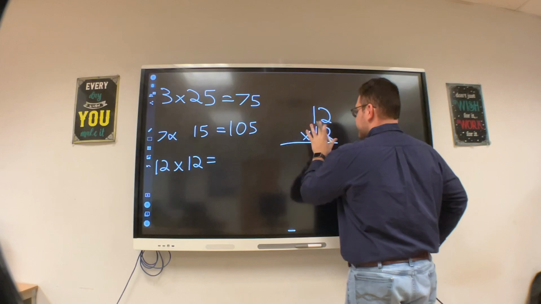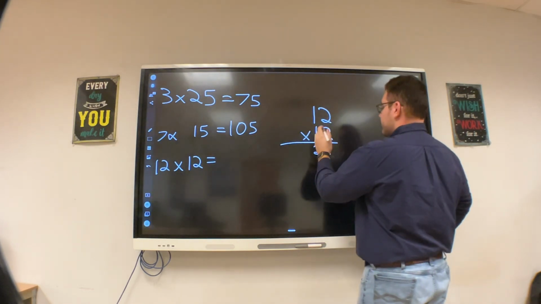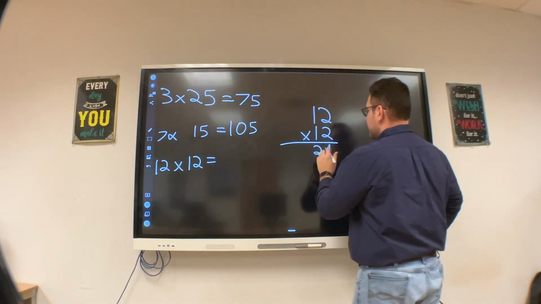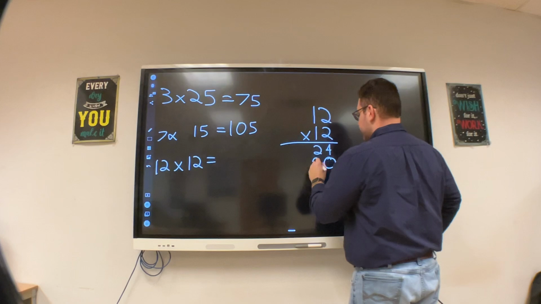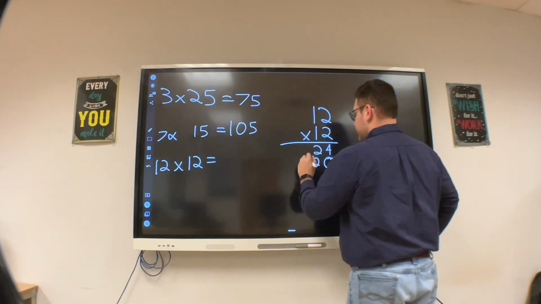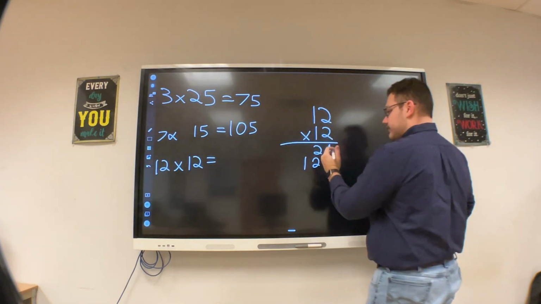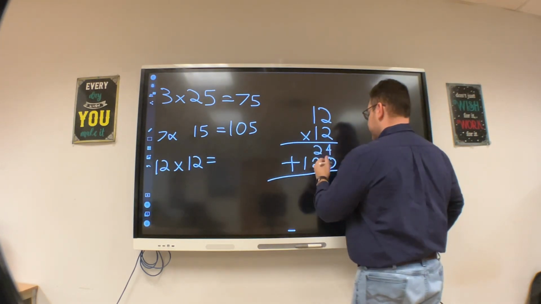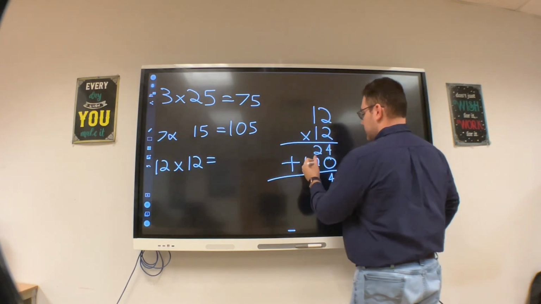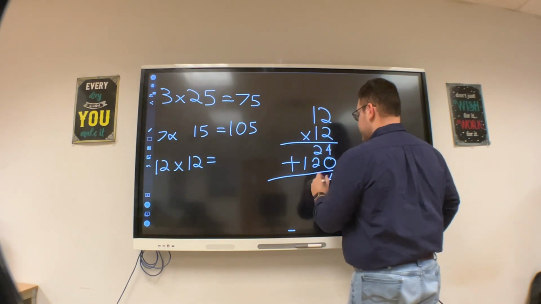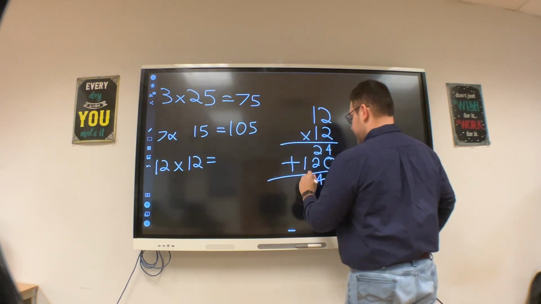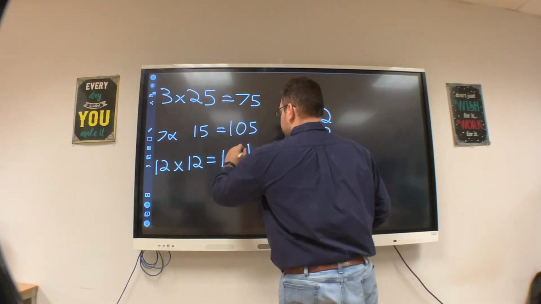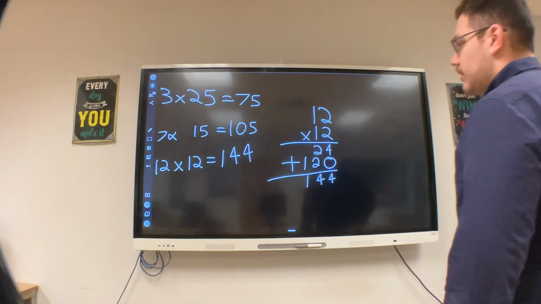And so now we're going to move to our tens place. And because we're in the tens place, we know there's a 0 in the ones. So we're going to bring our 0 down. We're going to do 1 times 2 is going to be 2. 1 times 1 is going to be 1. And so now we have our 2 separate numbers. We're just going to add them together. So 4 plus 0 is going to be 4. 2 plus 2 is going to be 4. And 1 plus nothing, just bring it down, is going to be 1. So 12 times 12 is 144. And that's all it is to it.